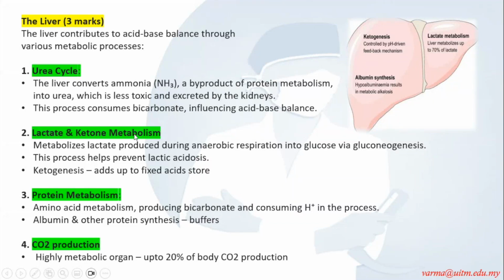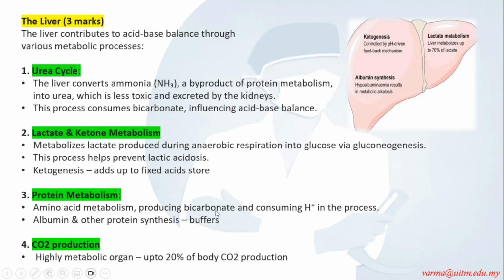Lactate and ketone metabolism. The liver metabolizes lactate, which is produced during anaerobic respiration at the time of hypoxia, into glucose via gluconeogenesis, so it reduces the lactic acid level. That is why in a patient with liver failure, you have increased lactate because it is unable to metabolize lactate into glucose. This process helps prevent lactic acidosis. The liver is also involved in ketogenesis, which can add to the fixed acid store. It increases the acidosis.